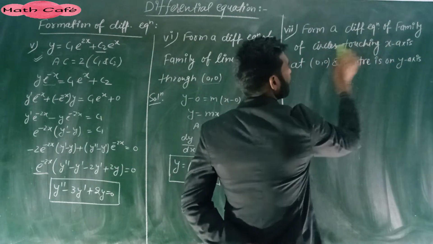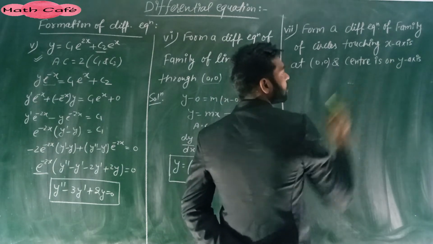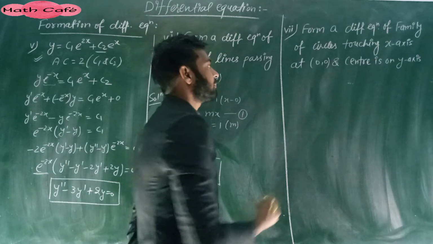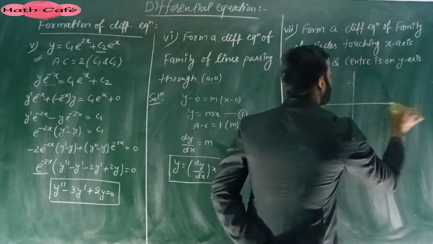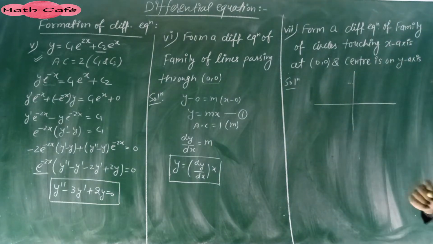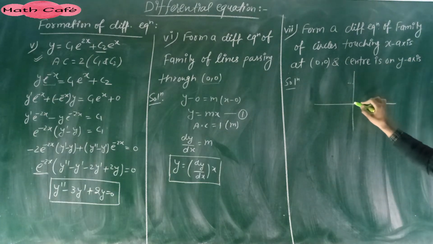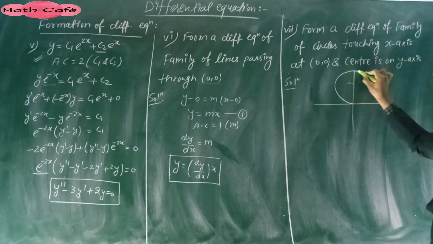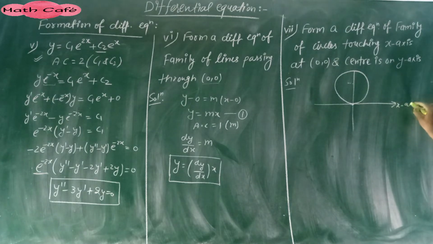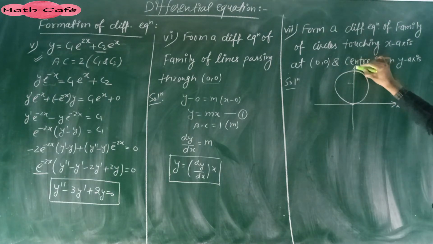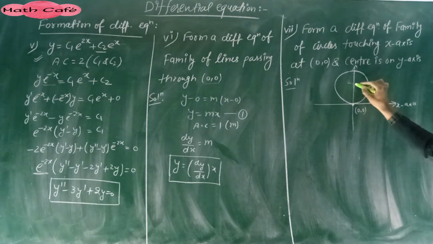Form a differential equation of family of circles touching x-axis at 0, 0 and center is lying on y-axis. So first of all, I am drawing diagram for this question. So first of all, I am writing equation of given circle which is touching x-axis at 0, 0 and the center is lying on y-axis. So I can draw the circle as this. This circle is touching the x-axis. This one is x-axis and that one is y-axis. Alright. So this circle is touching the x-axis on 0, 0 and center is lying on y-axis.